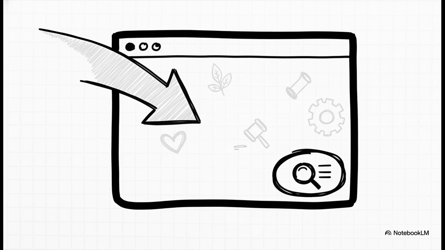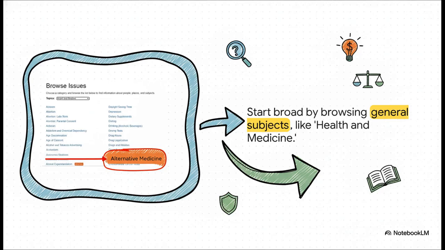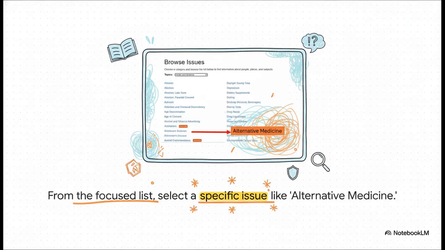All right, we are now inside the Opposing Viewpoints database. You know, the best place to start, especially if you're not sure what you want to write about, is this Browse Issues feature. So instead of just guessing a search term and hoping for the best, the strategy here is to start broad. By picking a big category like health and medicine, you get this fantastic bird's eye view of all the different topics hiding inside. And from there, the database gives you this much tighter, alphabetized list of issues. You can literally just scroll through and pick something that looks interesting, like, say, alternative medicine. No more guesswork. It's that easy.